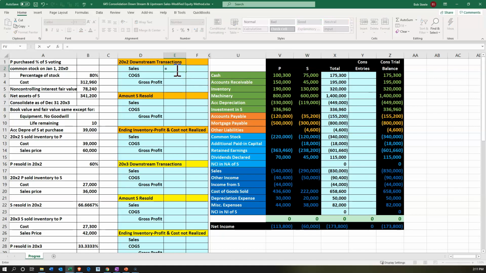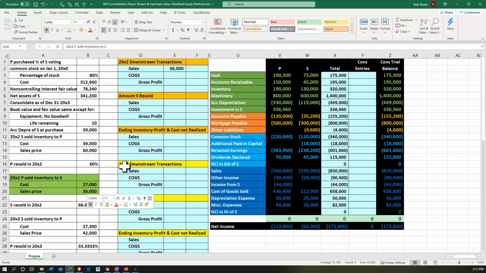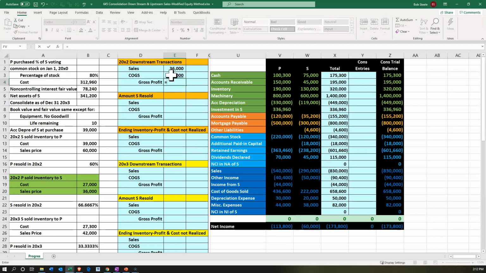Downstream prior year, according to our data, we had the amount of the 36 right here. That's 2000X2, P sold inventory to S. So P to S. I'm going to highlight this saying, okay, we've picked up this data somewhere. And then the related cost of goods sold is going to be the 27,000. So that means that the gross profit recorded in this intercompany transaction was 9,000. Gross profit percent, 9,000 divided by the sales price, or 25%.